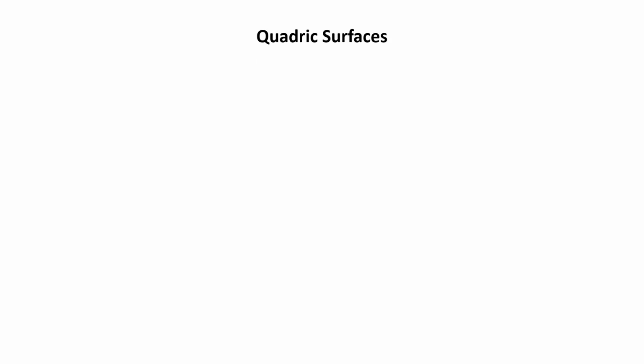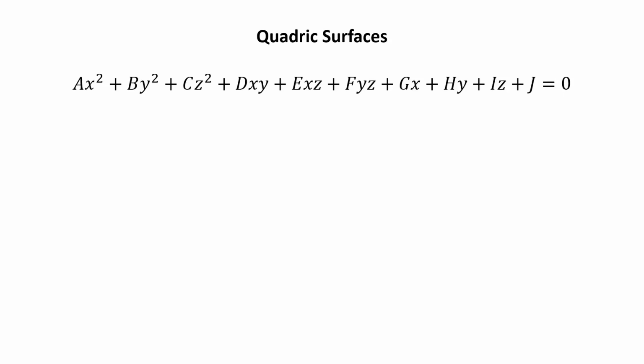Quadric surfaces. Quadric surfaces are the three-dimensional analogs of conic sections. If you remember from pre-calculus, conic sections include ellipses, hyperbolas, and parabolas. We're going to be looking at the three-dimensional versions of those. Here is the most general form for an equation of a quadric surface.